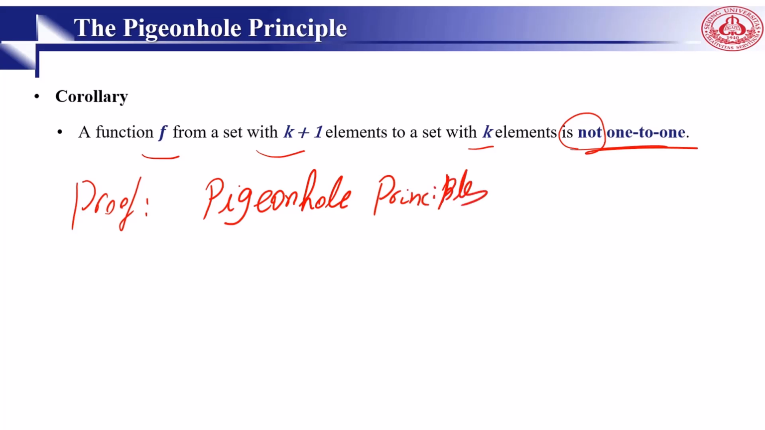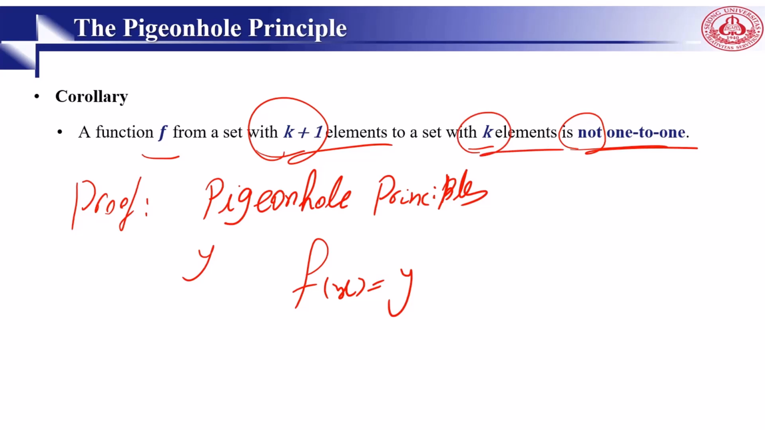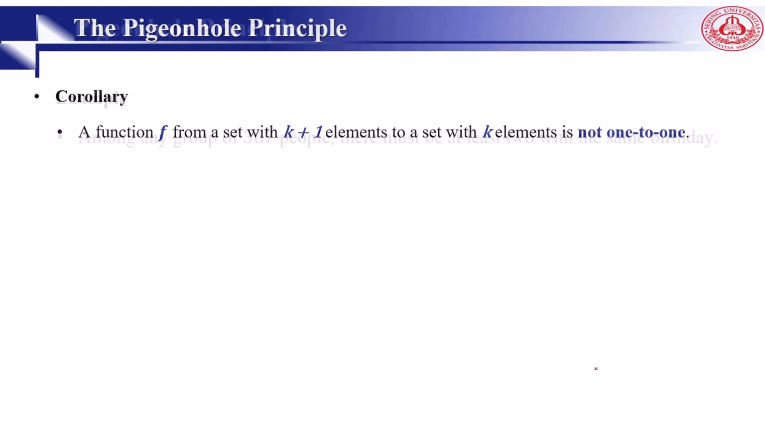we create a box for each element y, for example, in the codomain of f. Then we put in the box for y all of the elements x from the domain, where f(x) is equal to y. Because there are k plus 1 elements and we have only k boxes, we conclude that at least one box has 2 or more elements, and we conclude that f can't be one-to-one.